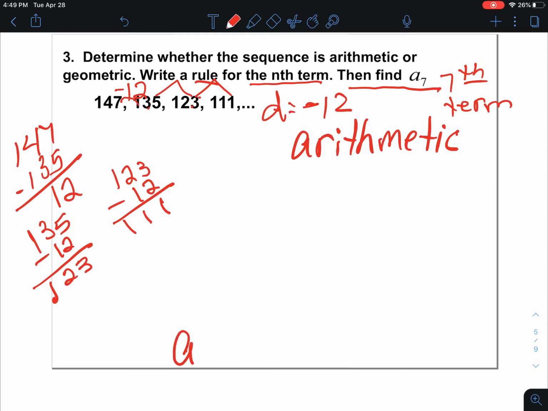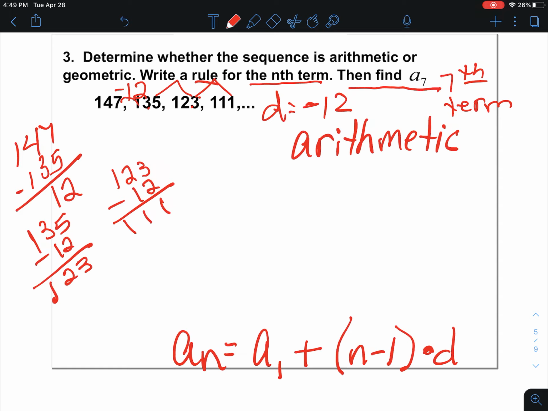So the arithmetic formula, I'm going to write it down here. You need to start memorizing it or looking back. So it's the nth term equals the first term plus, in the parentheses, you put n minus 1 times your common difference on the n.